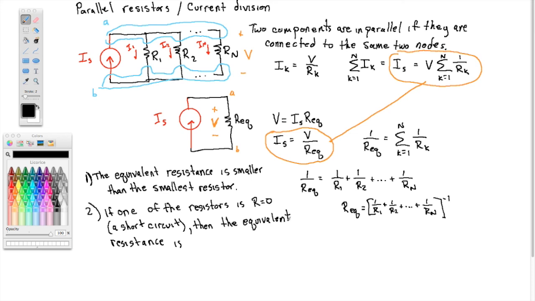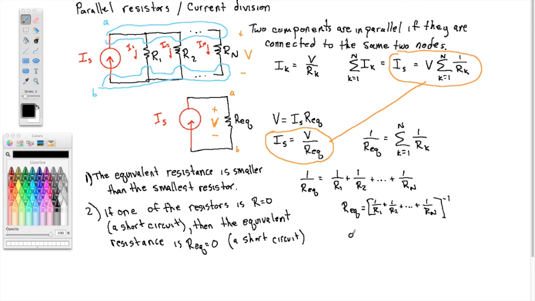what? Well, let's look at this equation. If one of the R's is 0, 1 over 0 is infinity. So it doesn't matter what I add over here, I have infinity in the brackets. And then infinity to the minus 1, so the reciprocal of infinity, 1 over infinity, is 0. So the equivalent resistance is Req equals 0, a short again. So again, this is the dual to property 2 that we saw with series resistors.